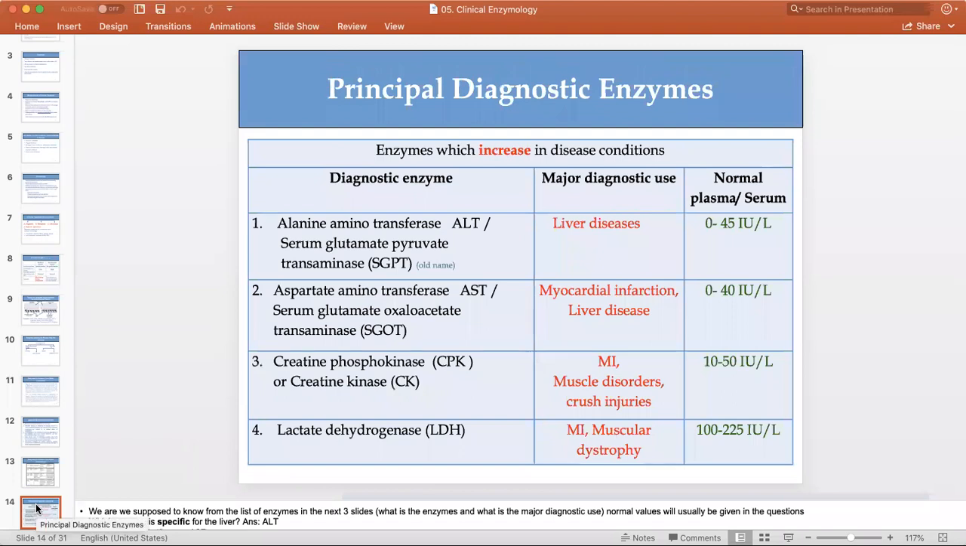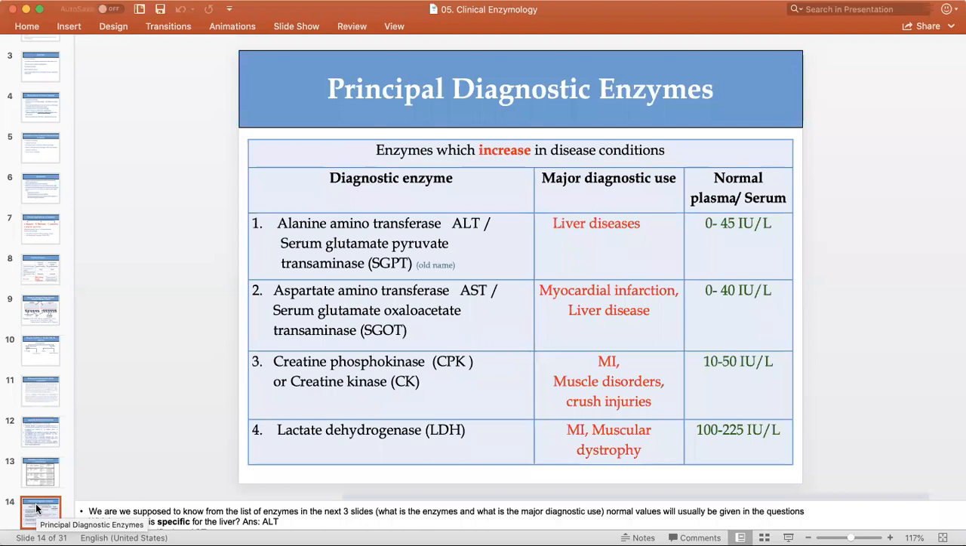Okay, so what are the principal diagnostic enzymes that you have to know? I believe the coming few slides are the most important for you guys. What you have to know is that if we are talking about an enzyme, what is their location? That's more important.